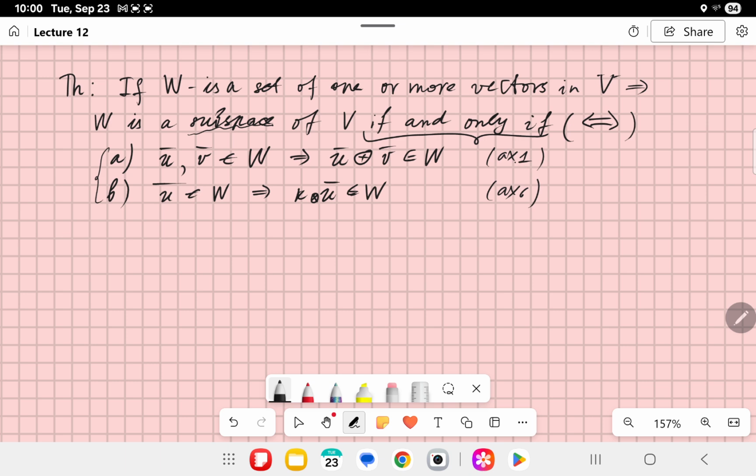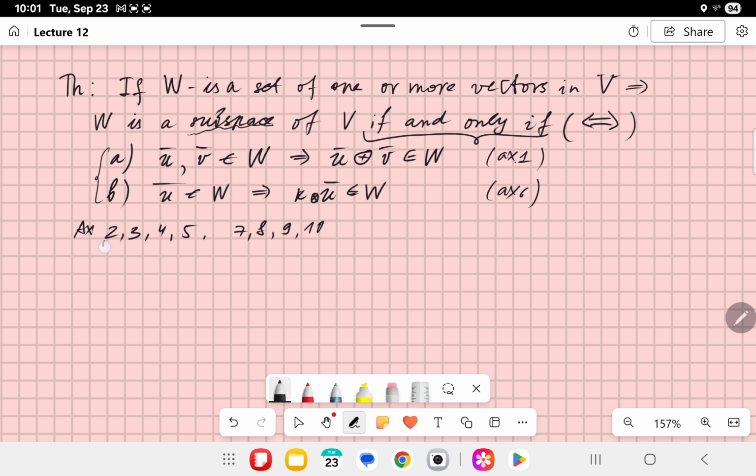Now, how about backward? If it's closed, why is it going to be a subspace? Why don't we need to check the rest of the axioms? So basically these two conditions are axioms 1 and 6, but we have 10 axioms, right? How about axioms 2, 3, 4, 5, 7, 8, 9, and 10? And I'm supposed to erase 6 because we already set it up. So let me erase 6, okay? How about all these axioms? Are they going to automatically work?